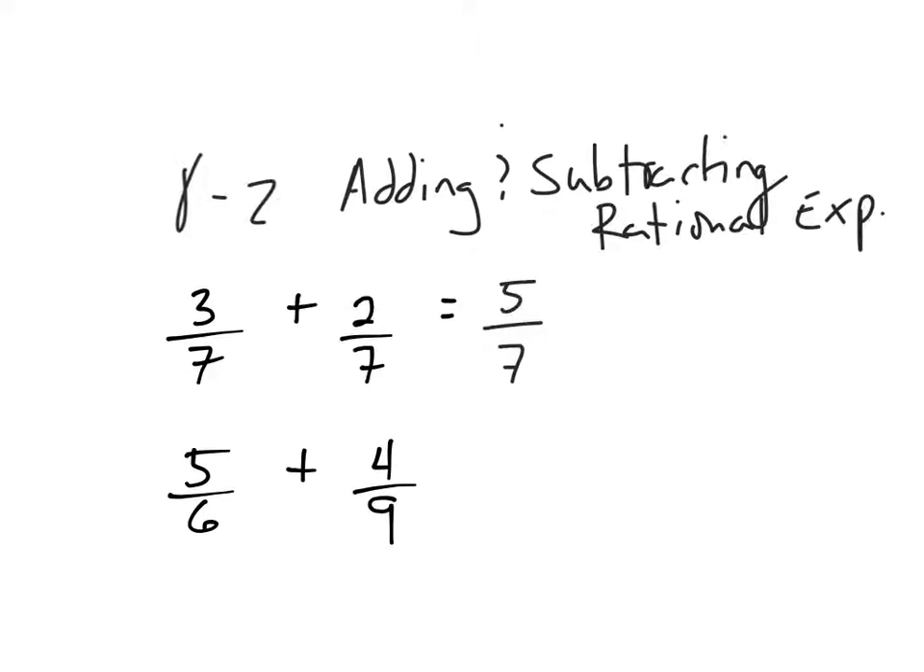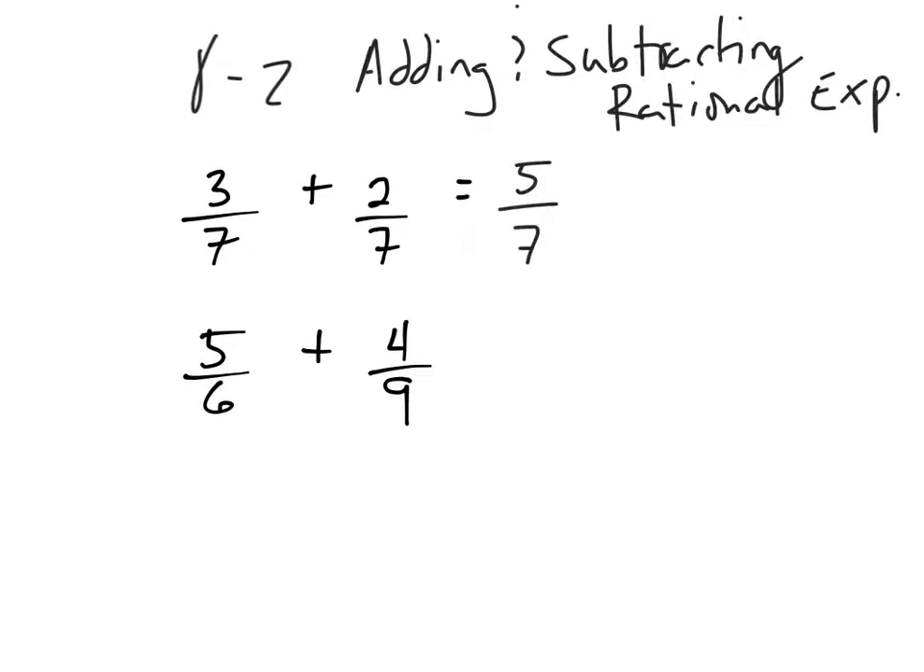All right, now let's talk about 5 over 6 plus 4 over 9. Can I add those together? No. Why? The denominators are not the same. What do we have to do? Find the least common denominator, which is also known as LCM, and the M stands for multiple, the least common multiple, right?